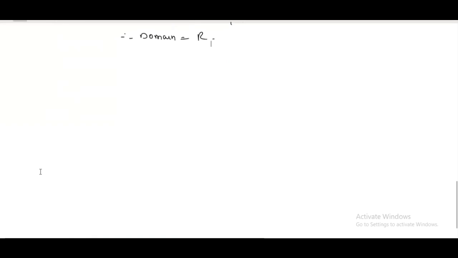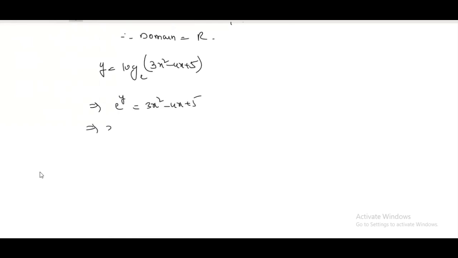So how to find the range now? y is equal to log of 3x squared minus 4x plus 5 to the base e. So change it to exponential form. You will get e power y is equal to 3x squared minus 4x plus 5. This can be written as 3x squared minus 4x plus 5 minus e power y is equal to 0.